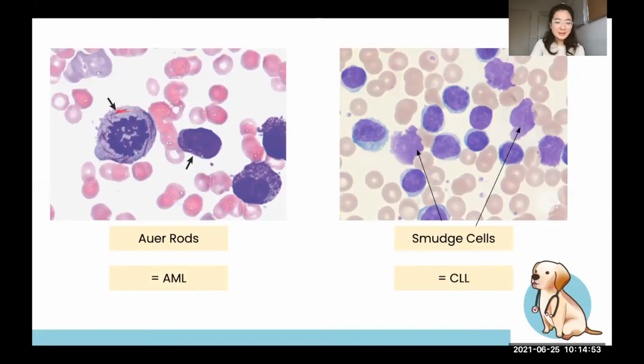So Auer rods refer to these rods that you can see inside the cell. And smudge cells just look like a cell that's been smudged across the blood film. So that's CLL, this is your AML.